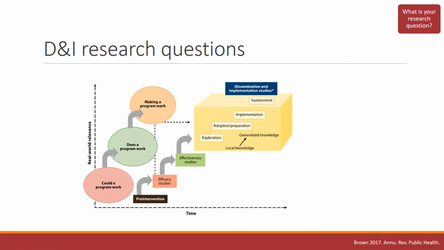I think it's really interesting and helpful to think about why we're moving up from efficacy and effectiveness studies into D&I research, thinking about generalized knowledge, making a program work within the real world. So we're increasing the real world relevance of our work as we move into these different phases of research, and hopefully actually thinking about the real world relevance from the beginning, even when we're in an efficacy mindset.